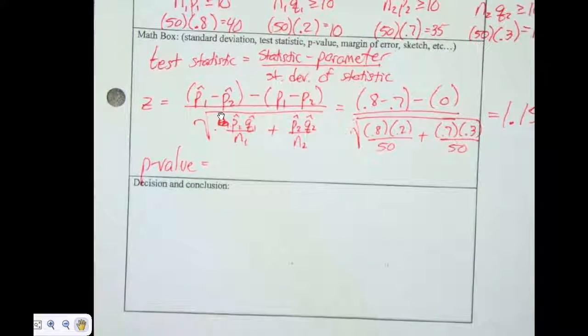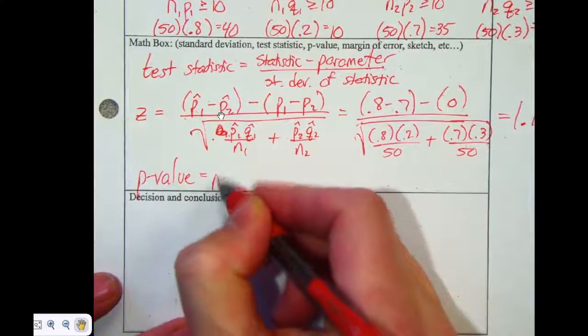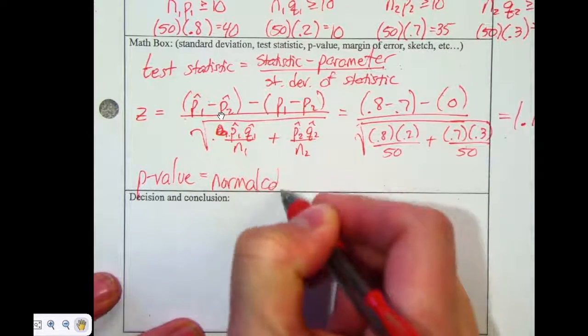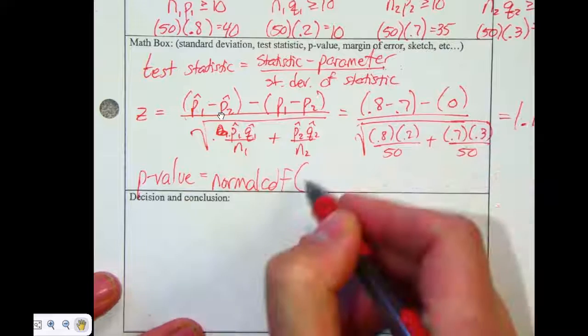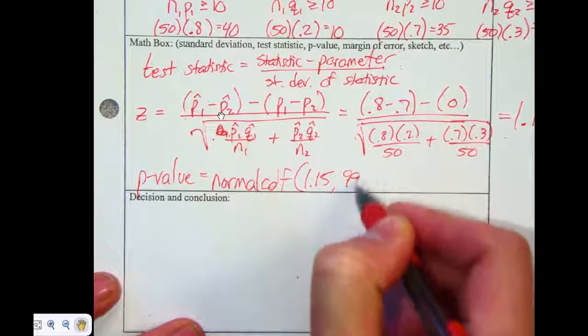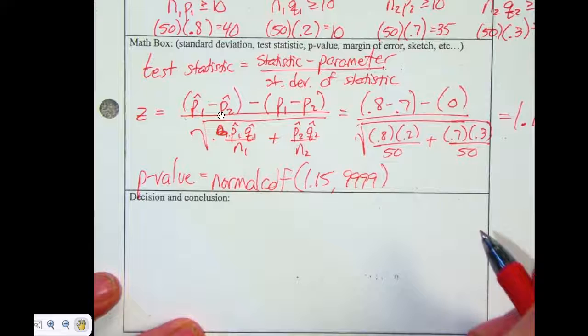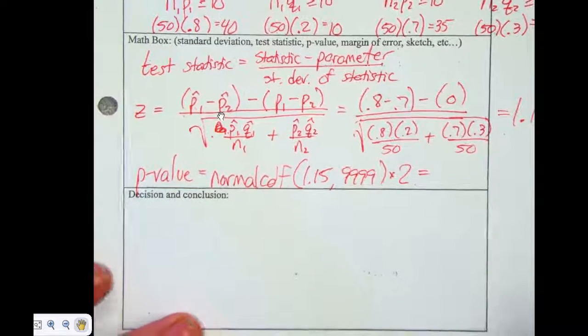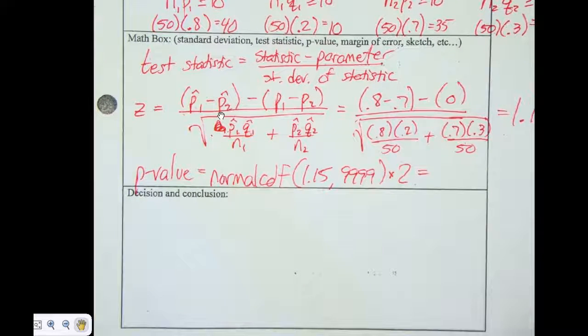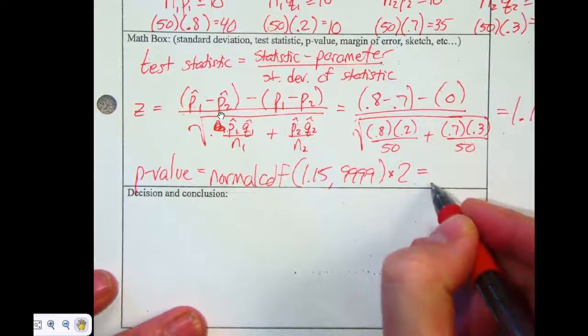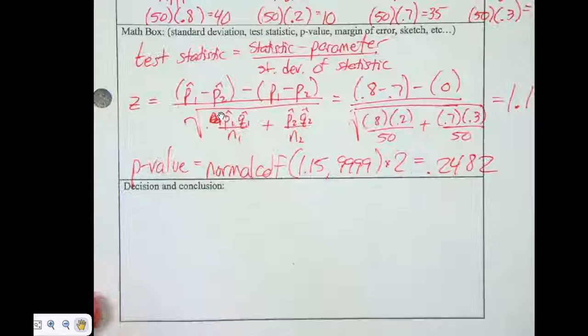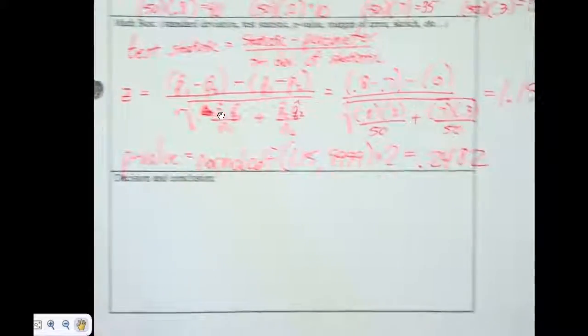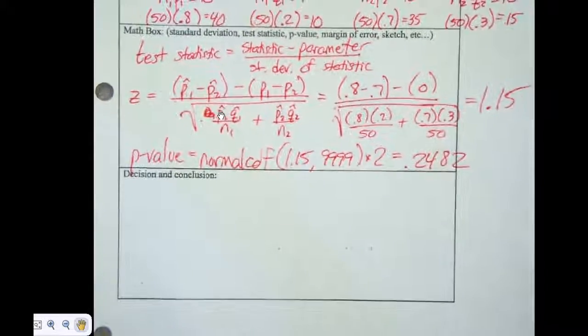How do I find the p-value? Normal CDF. 1.15, 999. And then what? What do I need though? So that equal to, so I'll multiply by 2. And that comes out to 0.2482. Sounds the same as a single. Yeah, like the whole process is the same.